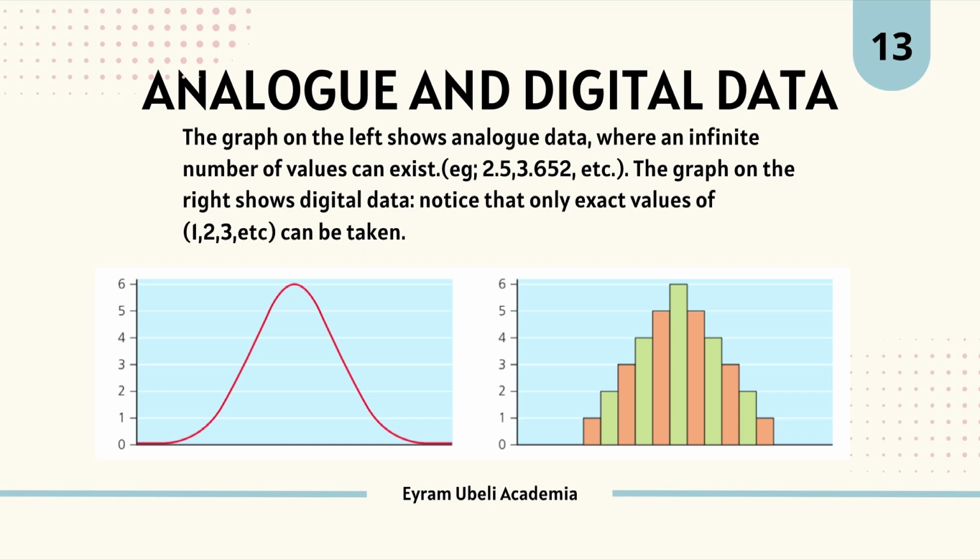Let's look at the following graphs. The graph on the left shows analog data, where an infinite number of values can exist. Examples: 2.5, 3.652, etc. The graph on the right shows digital data. Notice that only exact values of 1, 2, 3, etc. can be taken. So for analog data, a wide variety of values can exist, but for digital data, it is exact. And that is it.